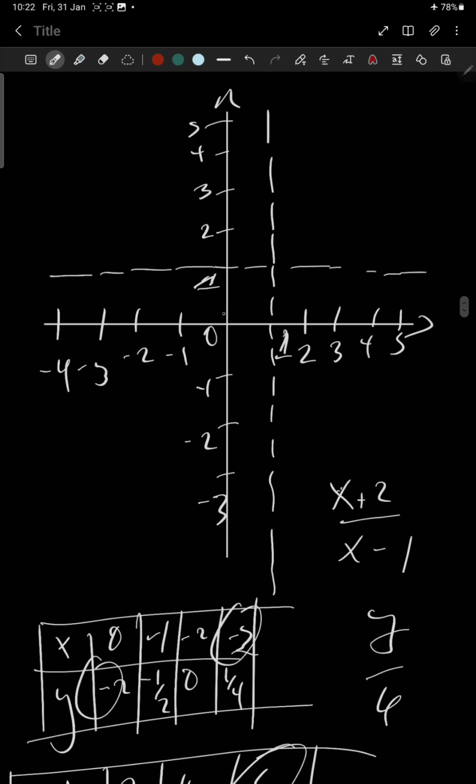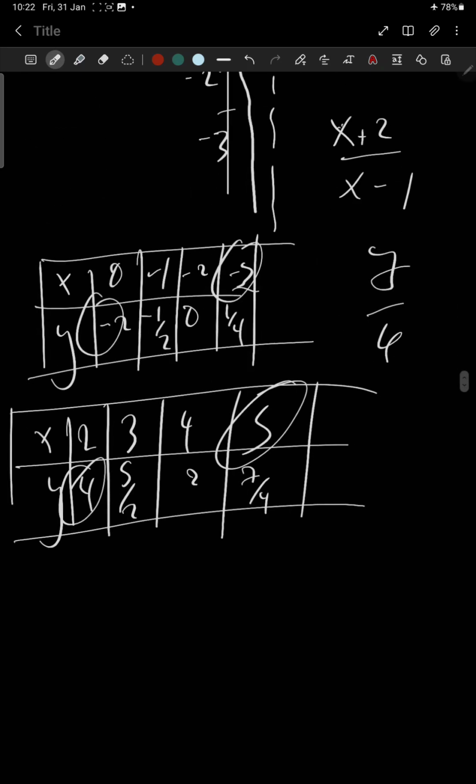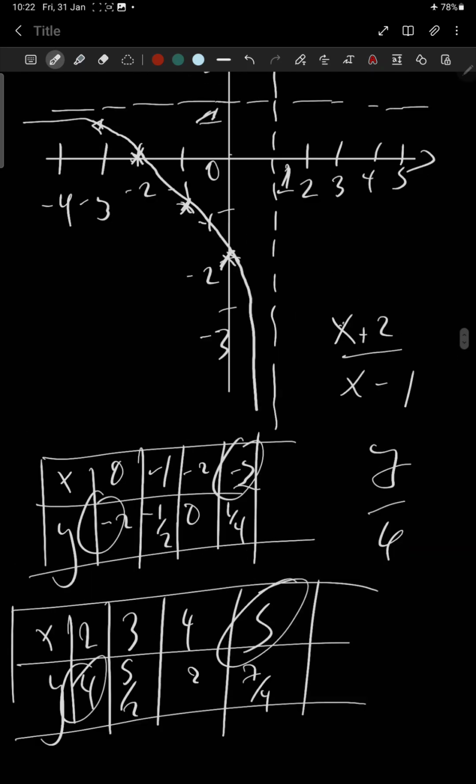0 comma negative 2. 0 comma negative 2 is this point. And then negative 1 comma negative half. Negative half is this point. And then negative 2 comma 0. Then negative 3 comma 1 over 4, somewhere here. Notice how the graph is followed. You need to follow the vertical asymptote, the horizontal. You need to cut and follow the vertical. That's the graph.